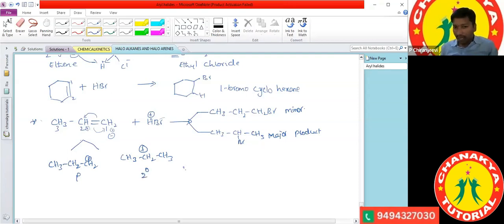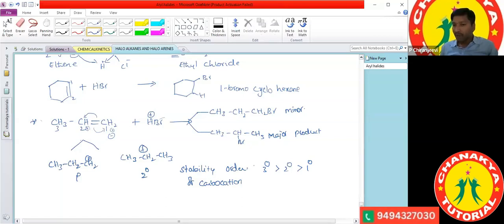If you see the stability order of carbocations, which carbocation is more stable? Here tertiary carbocation is more stable than secondary. Secondary is more stable than primary. Got it, all of you? Tertiary is more stable than secondary, and secondary is more stable than primary.